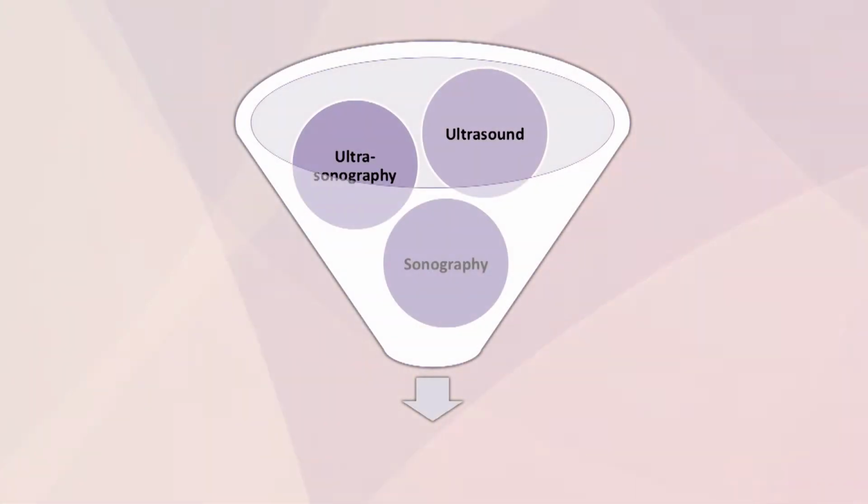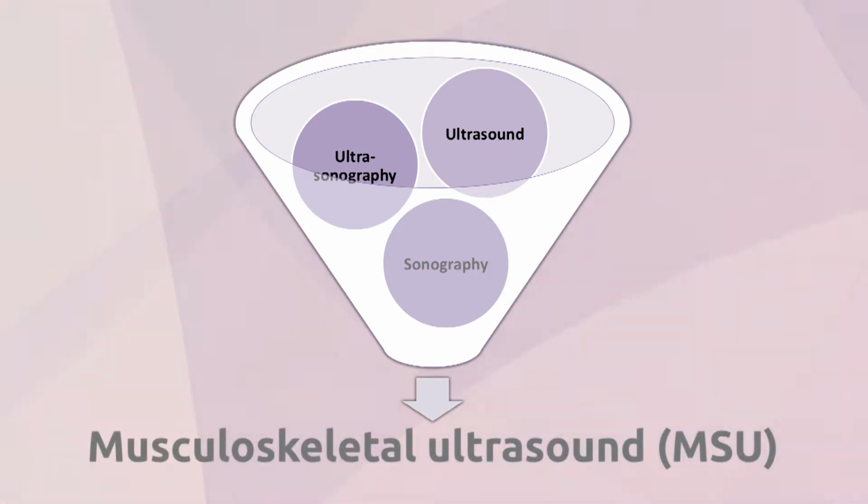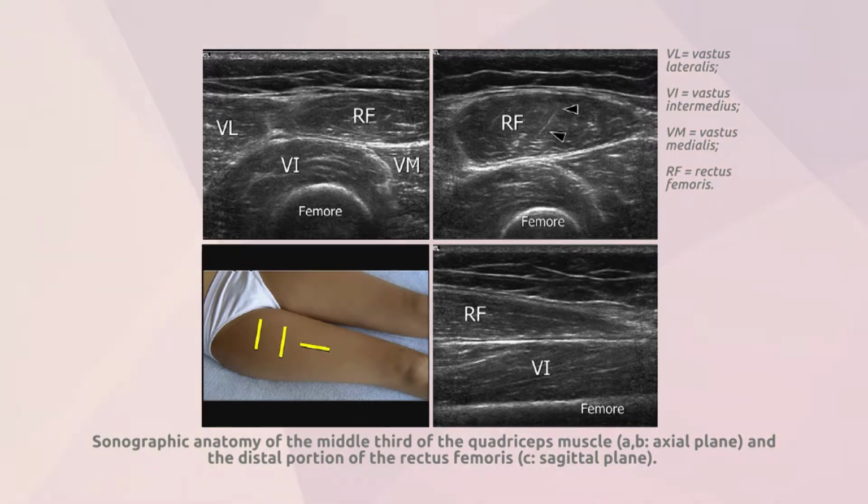The words ultrasound, ultrasonography, and sonography are all synonyms. This webinar is about ultrasound within the musculoskeletal domain. Musculoskeletal ultrasound, in short, MSU. MSU is a medical imaging technique used to visualize soft tissue structures in order to capture their size, structure and function with real-time imaging. In this slide, you can see an MSU scan of the upper leg. In the upper left image, a transverse view of the femur and all four quadriceps muscles can be seen.